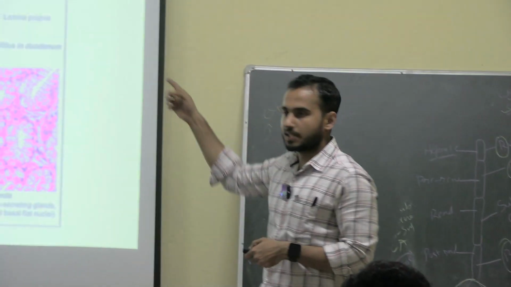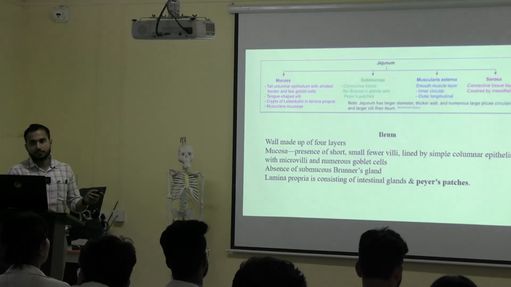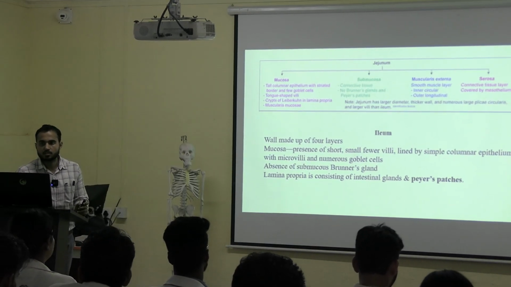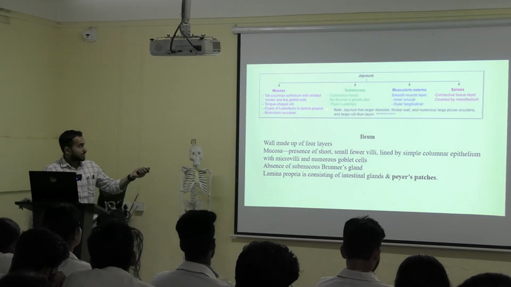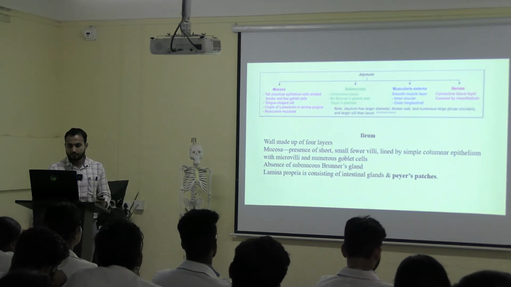I know by looking at this diagram you will not understand, that's why I have drawn it separately. Next, after the duodenum, what are the next two parts? Jejunum and ileum. Just see the differences between jejunum and ileum. What is the difference?